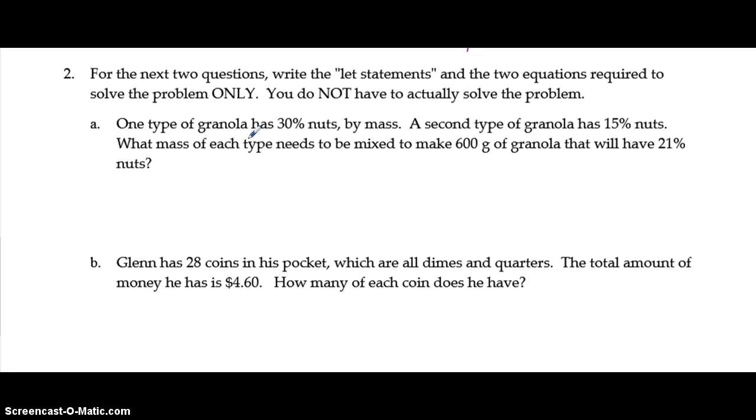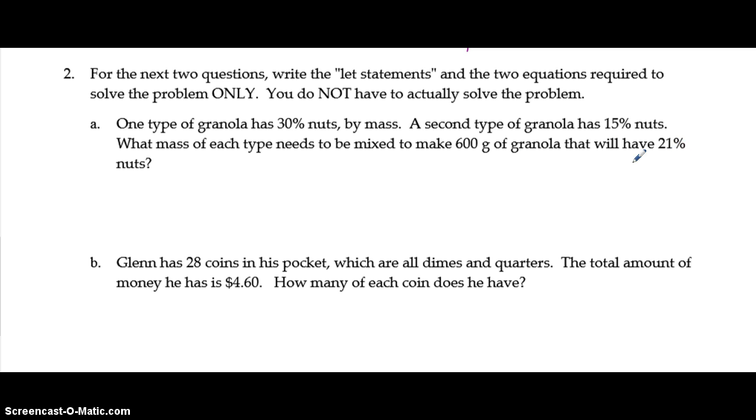One type of granola has 30% nuts by mass. So kind of like you've got one box of granola and 30% of it is nuts. A second type of granola has 15% nuts. So you've got some other box of granola and it's got 15% nuts. What we're going to do is mix those two boxes together. Again, a mixture problem. We're going to mix those two boxes together to make a third type of granola that will have 600 grams of granola with 21% nuts.